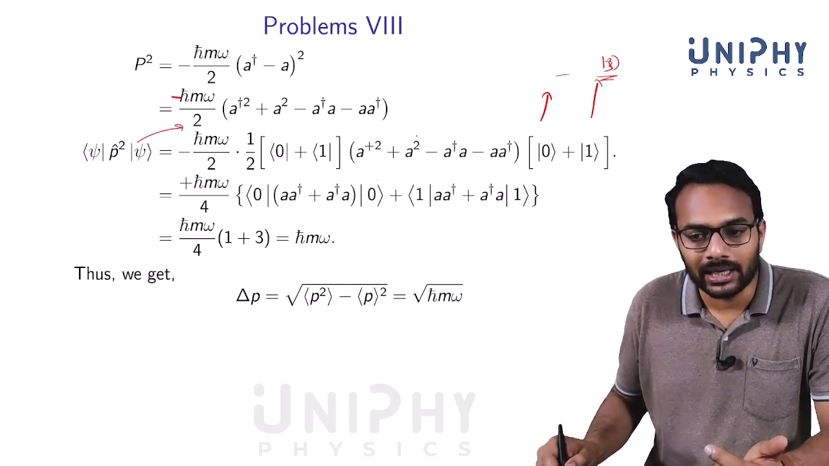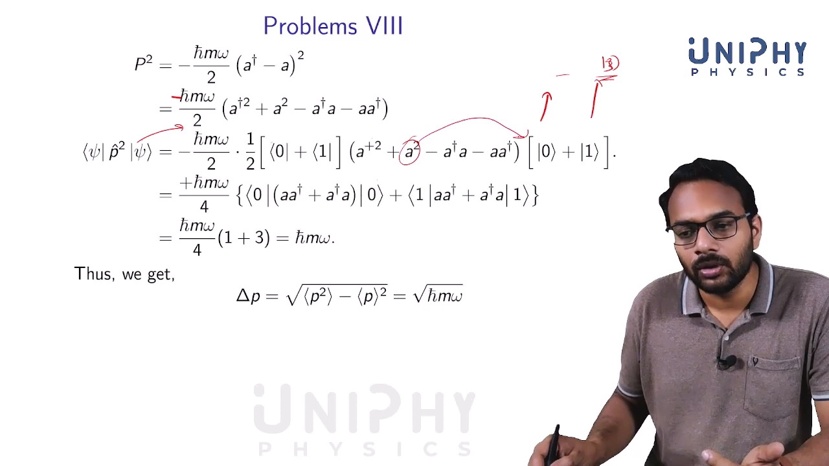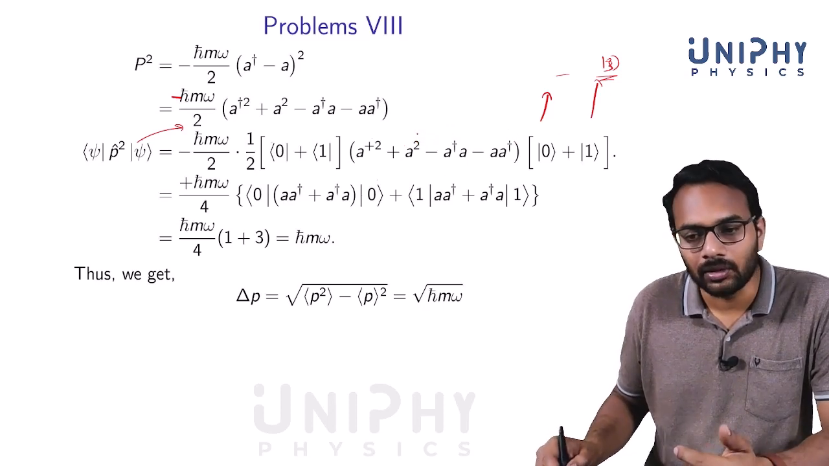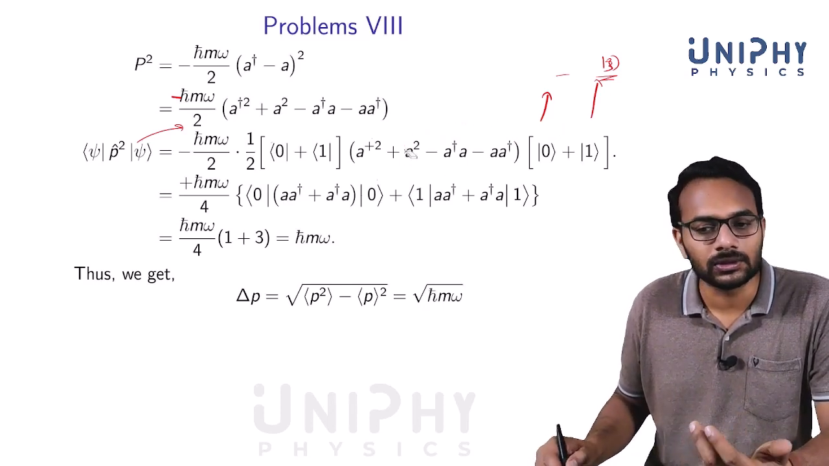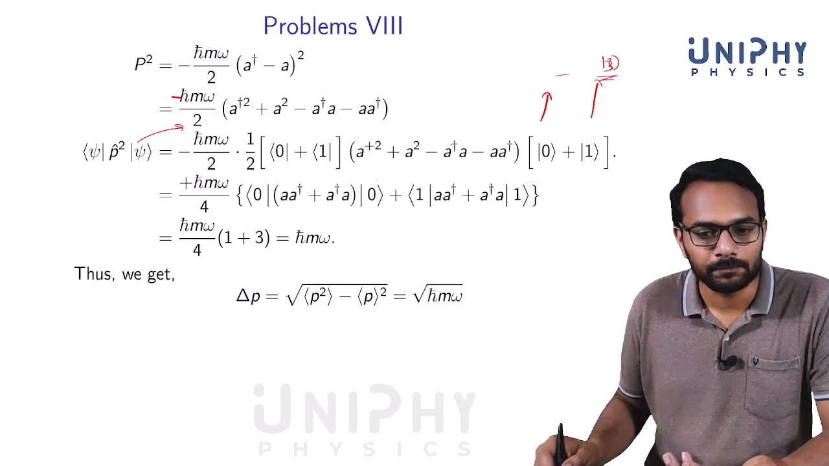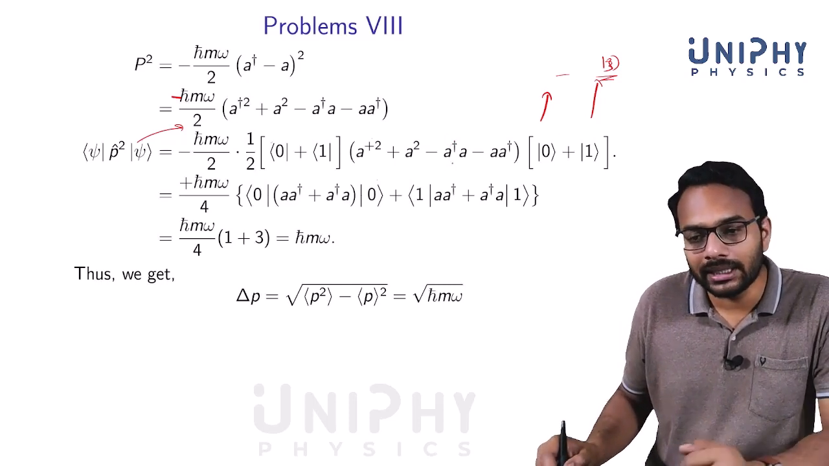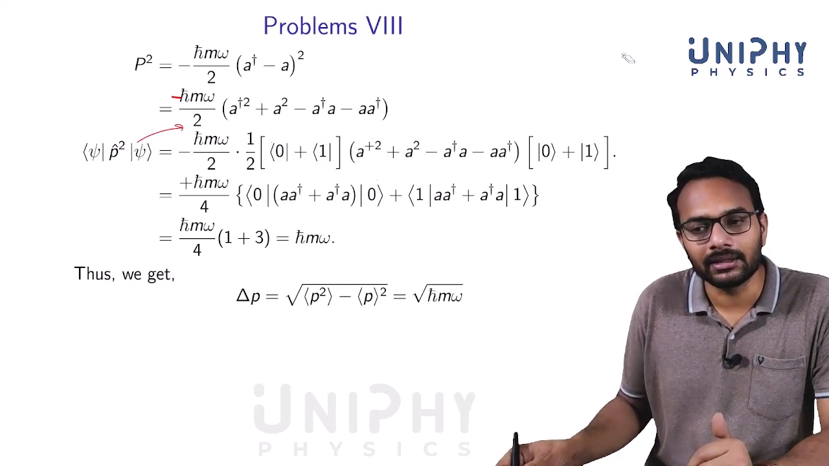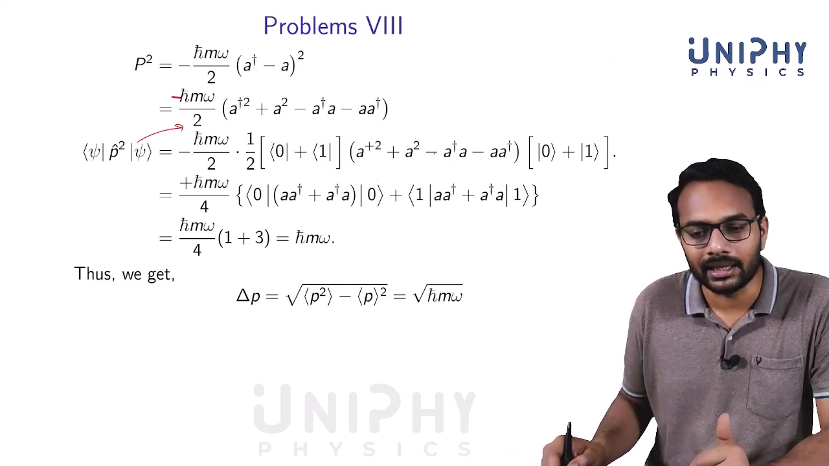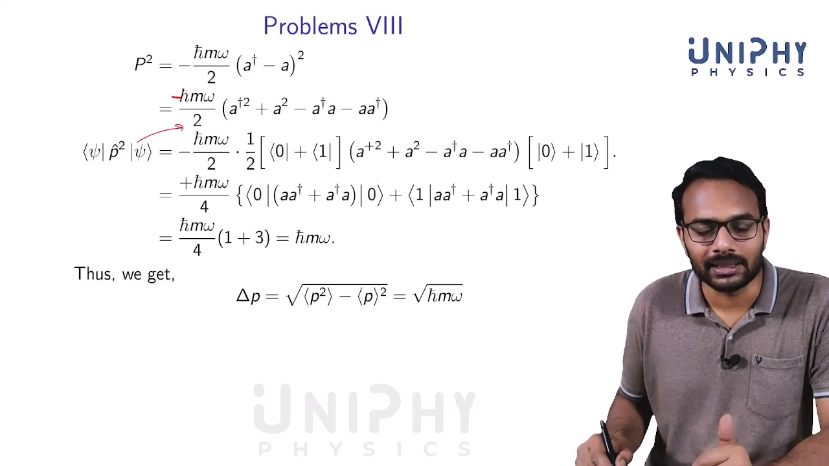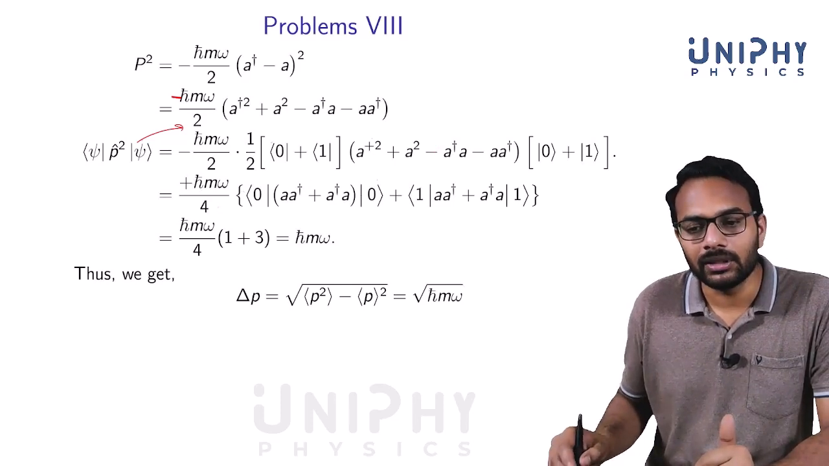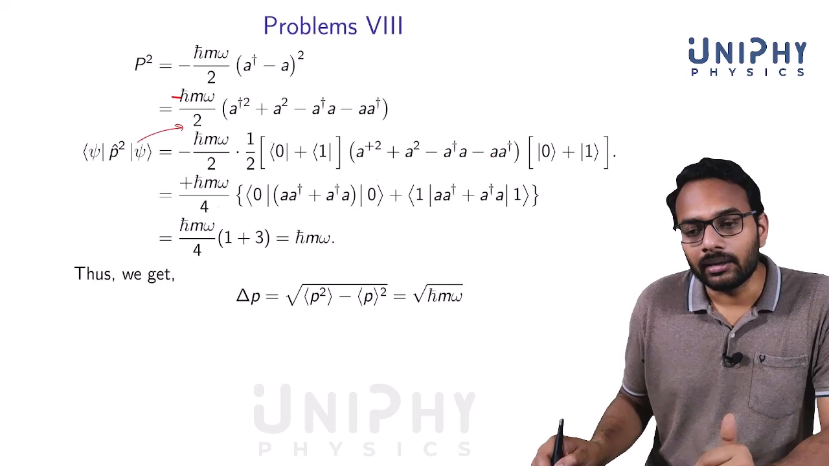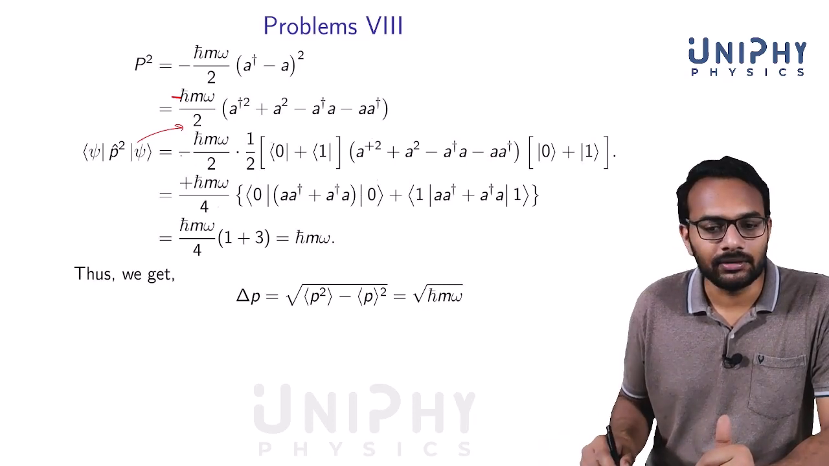In the same way, a² acting on |0⟩ is 0, so that's 0. a² acting on |1⟩ is also 0, so there is no contribution from that. So the only terms that we have are a†a minus a a†. We pull this minus outside and it's plus ħmω, times a†a plus a a†. We pull this minus outside.